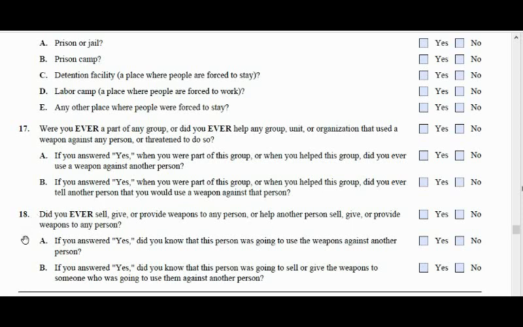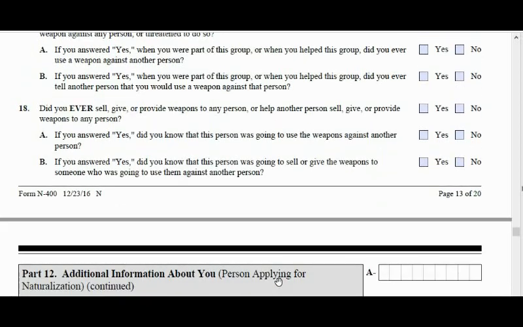So on 18, did you ever sell, give, or provide weapons to any person, or help another person sell, give, or provide weapons to any person? So you know exactly what they're talking about here. If you ever did such a thing, then check yes. If it's not, check no. So on A, if it's yes, did you know that this person was going to use this weapon against another person? If you knew the intention of that person, you check yes. On B, if you answer yes, did you know that this person was going to sell or give the weapon to someone who was going to use them against another person? If it's the case, you check yes. If it's not, you check no.